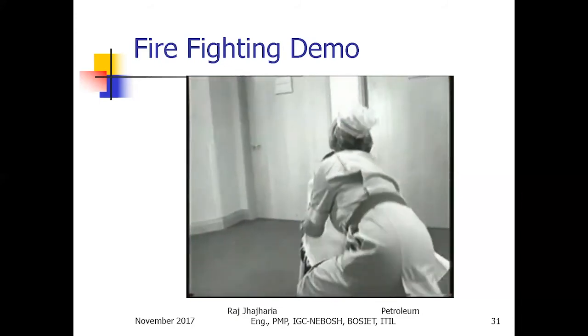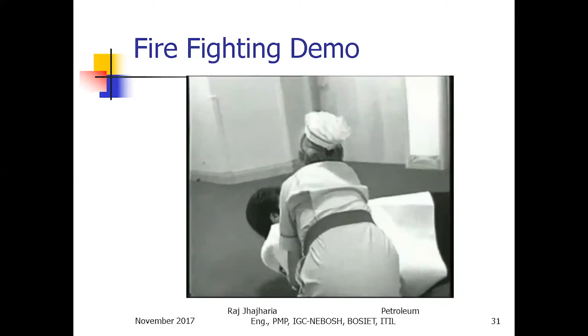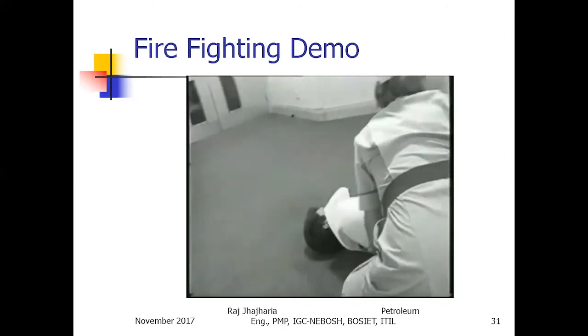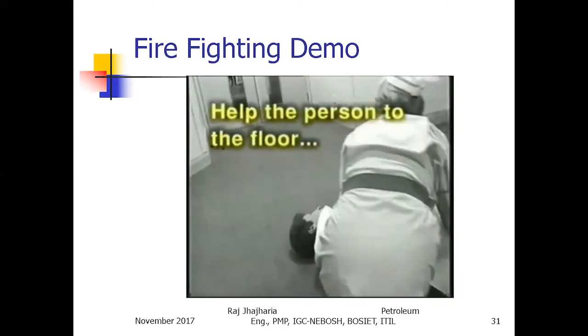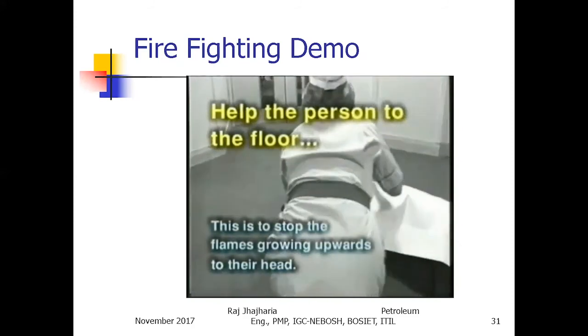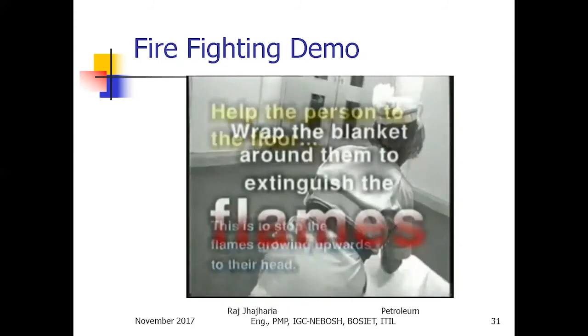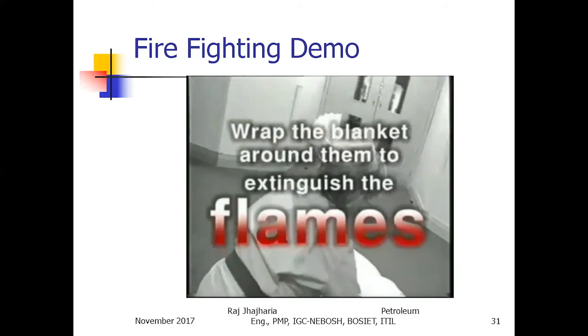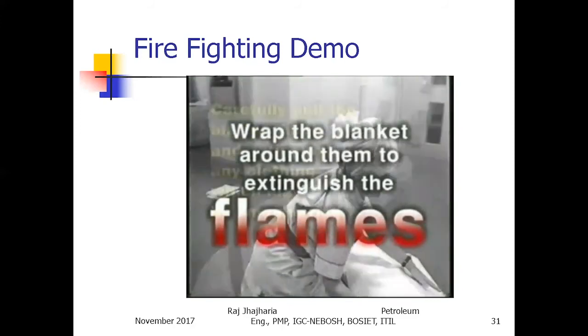Fire blankets are also useful for wrapping around someone whose clothing has caught alight. In such cases, the technique is to help them to the floor. This is to stop the flames growing upwards to their head. As best you can, wrap the blanket around them to extinguish the flames.